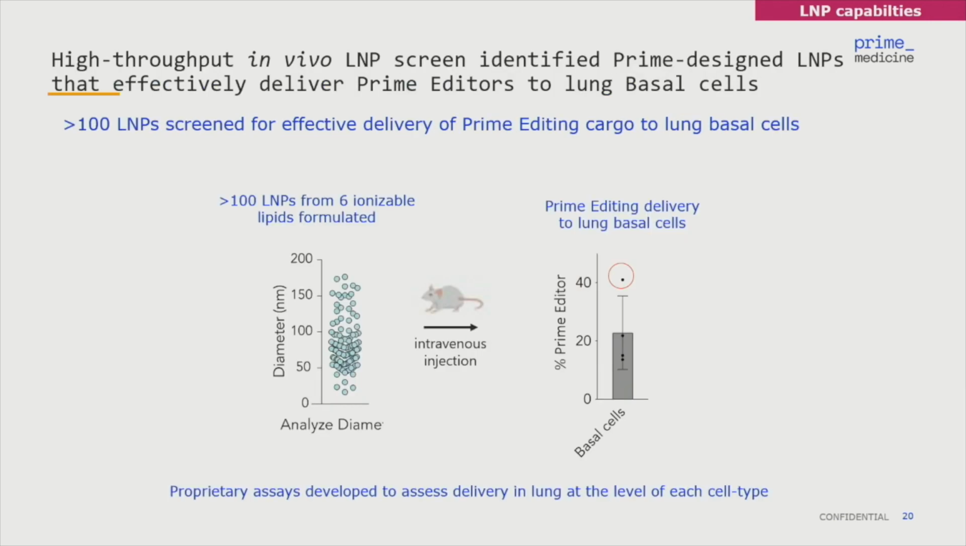And just to give you an example of that, here's one experiment where we were able to formulate 100 lipid nanoparticles, all different, all containing a prime editor. We're able to multiplex these. Here they are all made, and then they're injected intravenously into a mouse, and then we can purify out basal cells from the lung epithelium here, and we can identify which of those LNPs, because they're all different, was very effective. And you can see here just one example, one of those LNP systems, edited 40% of the basal cells, from the sorted basal cells.